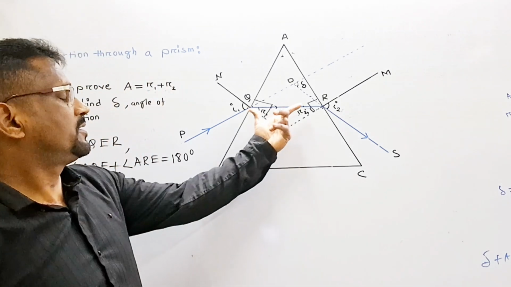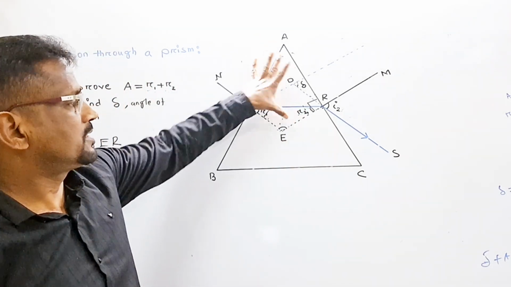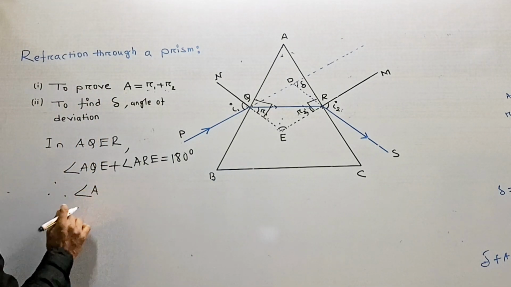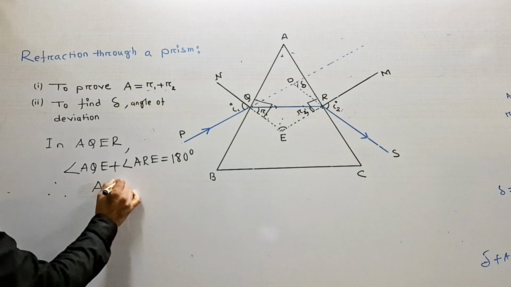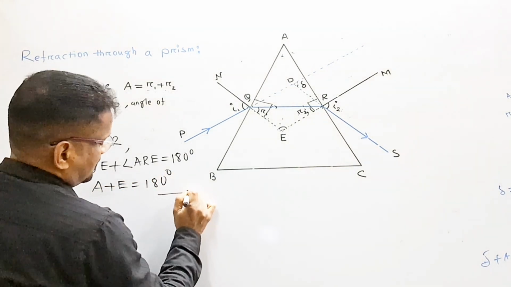The sum of four angles in a quadrilateral is 360. Then in this quadrilateral, the sum of these two opposite angles is 180, so definitely the sum of angle A and angle E is what? Therefore, you can simply write A plus E equals 180 degrees, number 1.